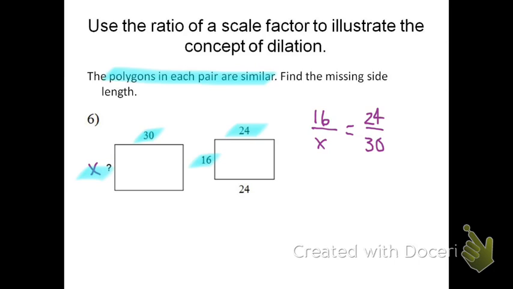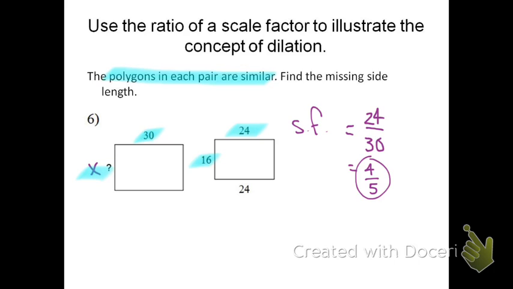You could do it that way, but what I want you to practice, just to make it a little easier on yourself, first let's erase that 16 over x part. Let's write the scale factor. Let's see what that is, because we want to figure that out. 24 divided by 30 reduces by a factor of 6 in top and bottom. 24 divided by 6 is 4, and 30 divided by 6 is 5. So the scale factor is 4 over 5.